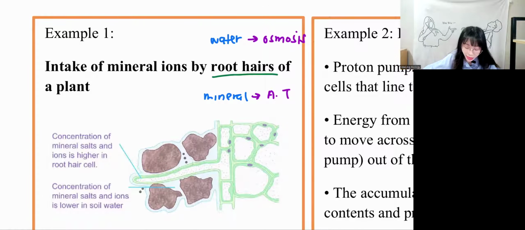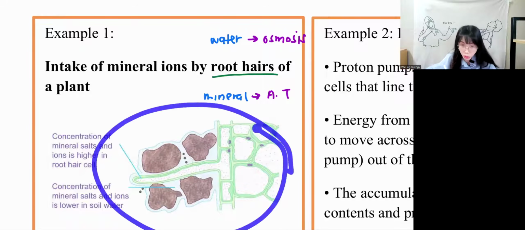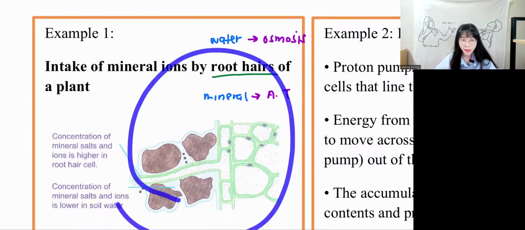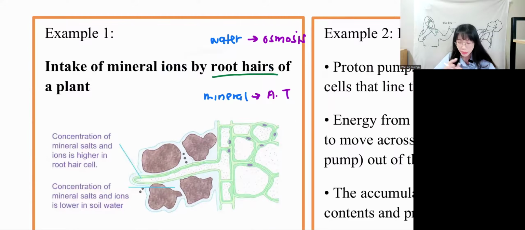They will give you the same diagram, guys. The same diagram will be given to you, but you have to read the question, whether they want you to write things that require energy or don't require energy. This is the example. It's a very simple question about active transport, about root hair.